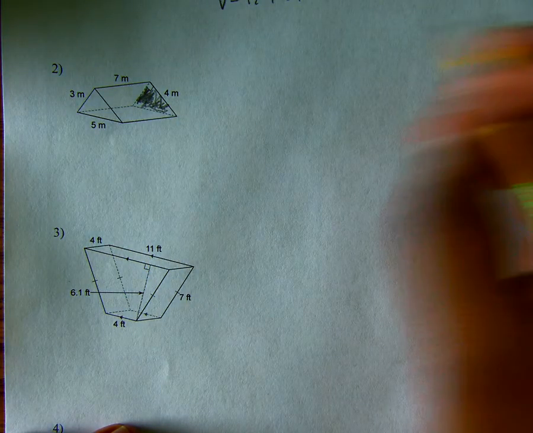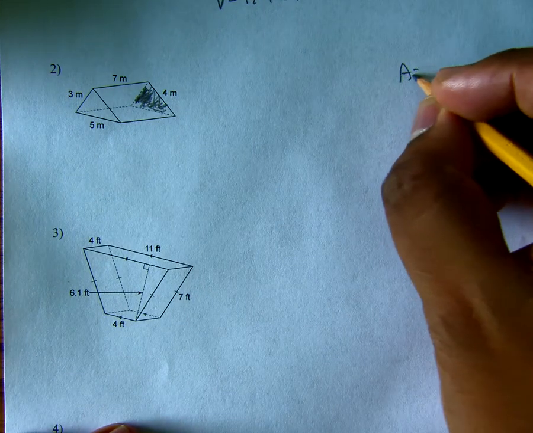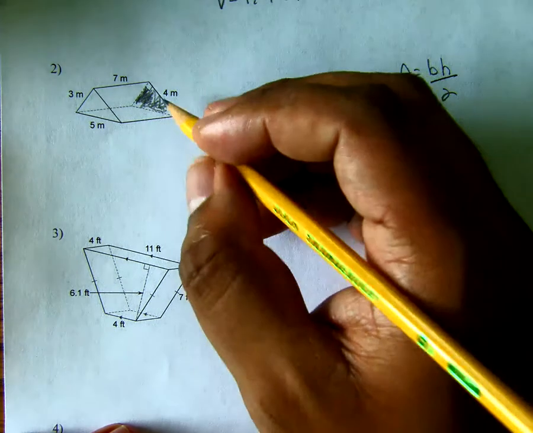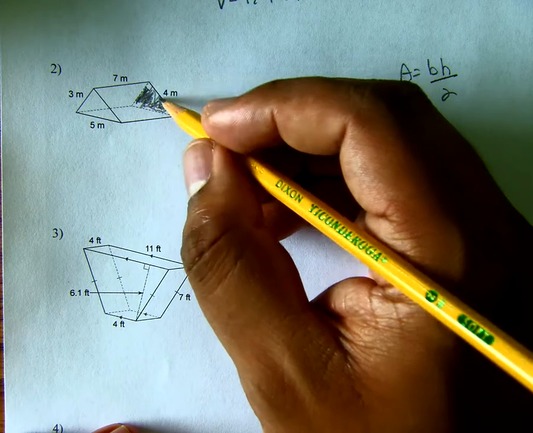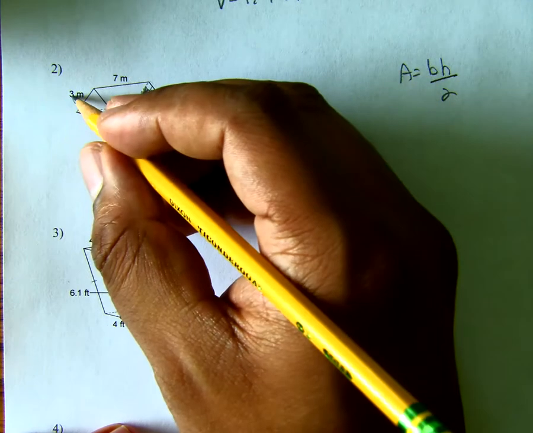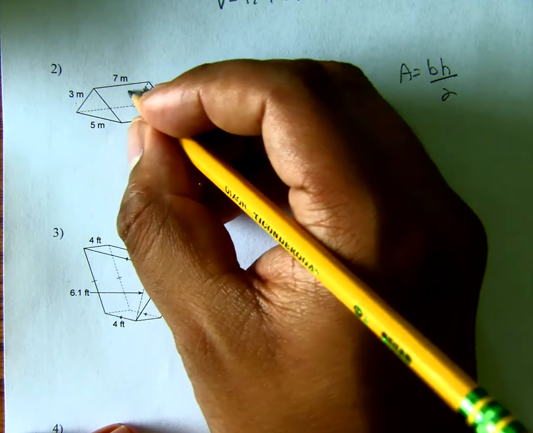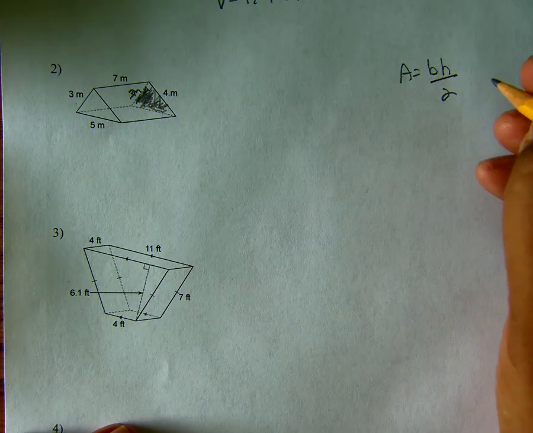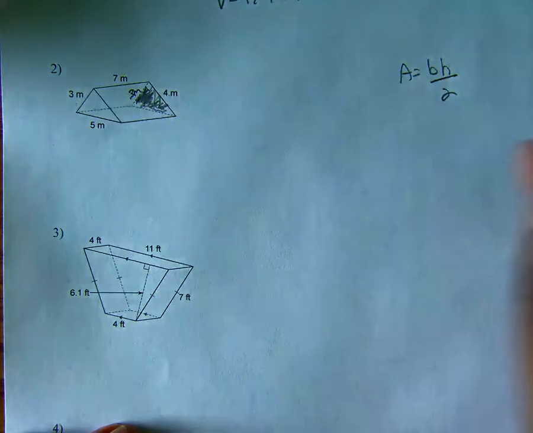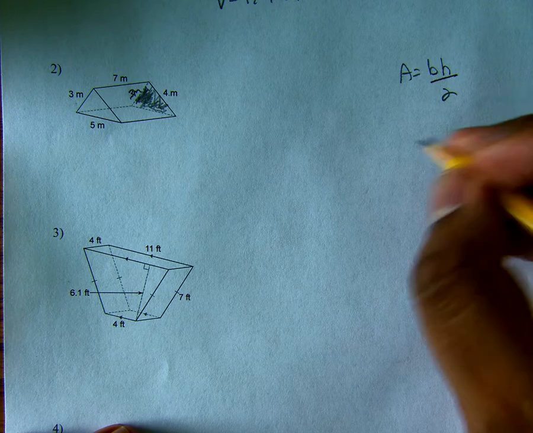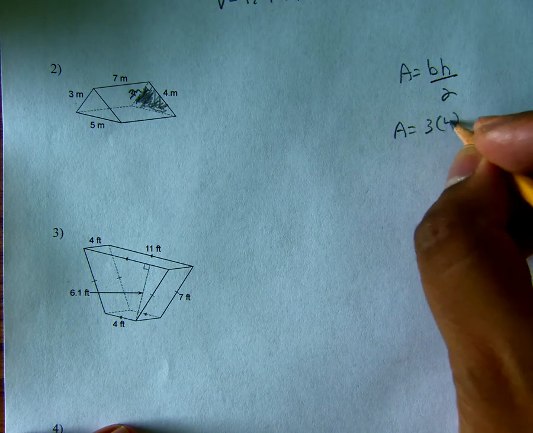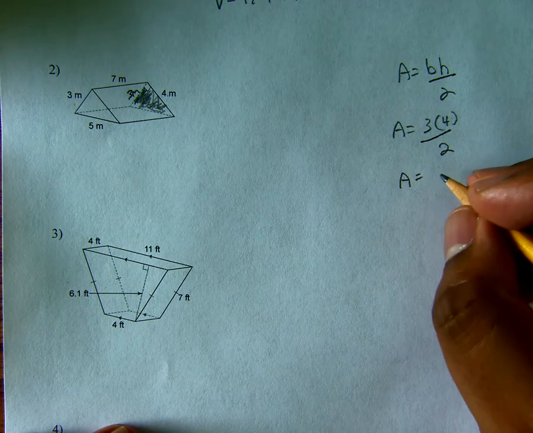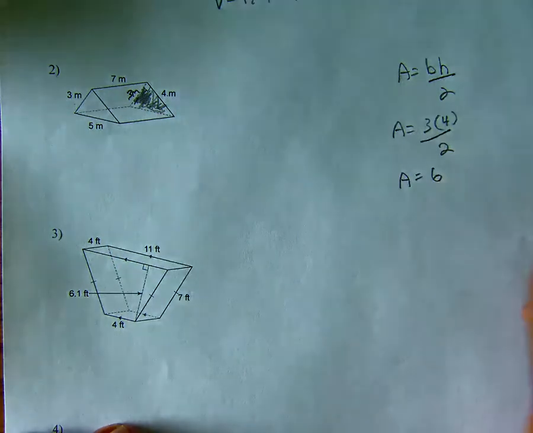All right, and remember the formula for the area of a triangle is the area is equal to the base times the height divided by 2. In this one, right here where the right angle is, that's your height. And this measurement here, 3 meters, is the same right here, so this is 3 meters as well. So we're going to do 3 times 4 and then divide by 2 to find the area of this triangle. 3 times 4 is 12, and 12 divided by 2 is 6. So our area is 6.